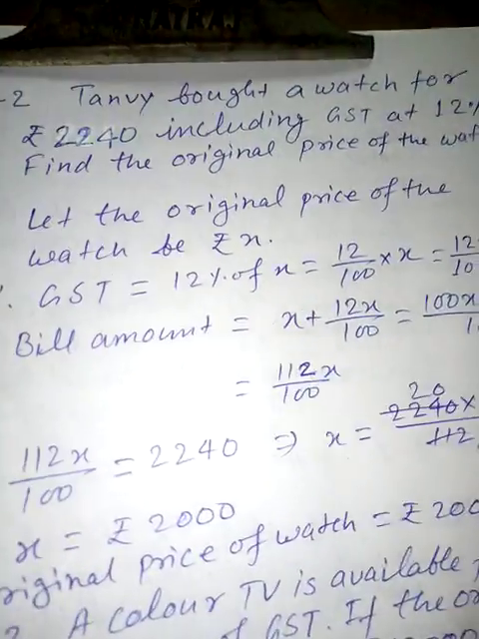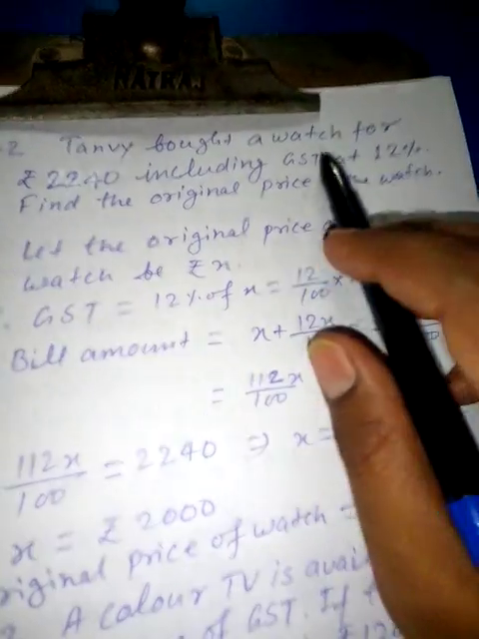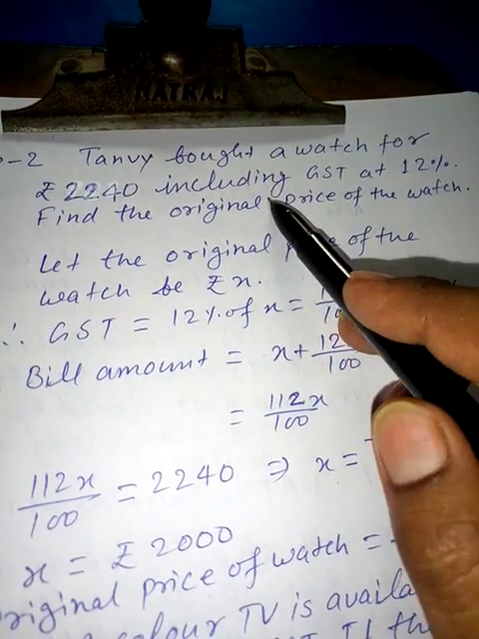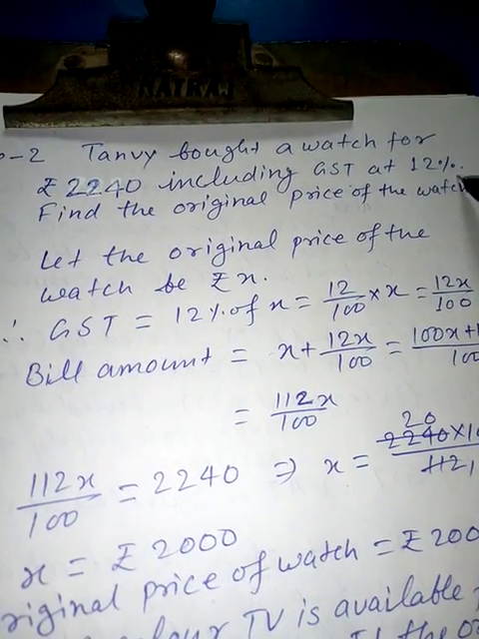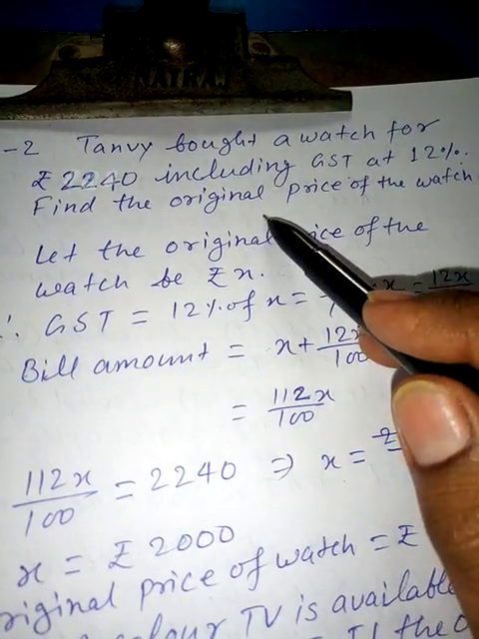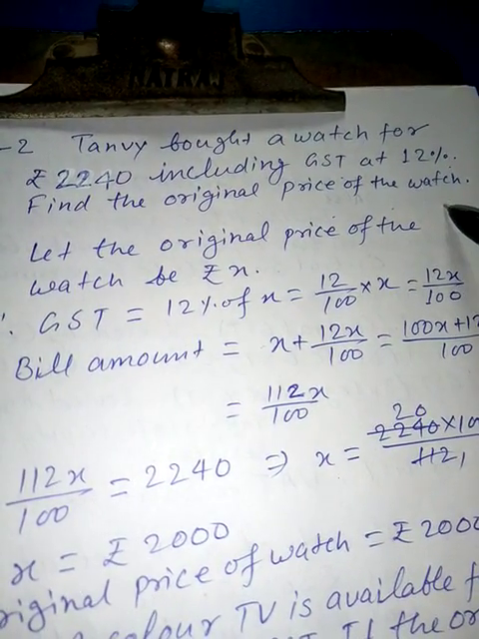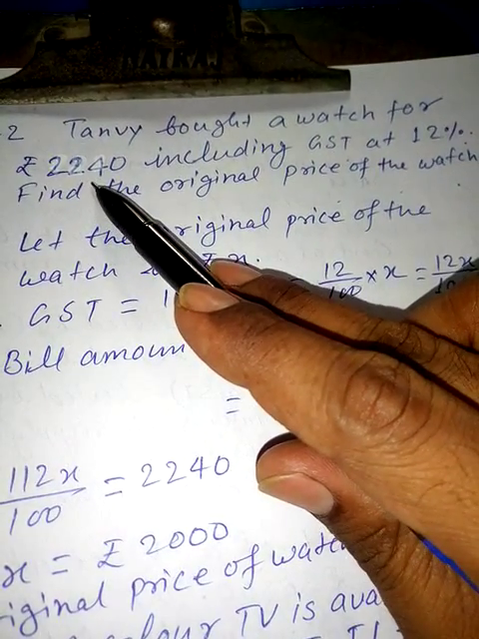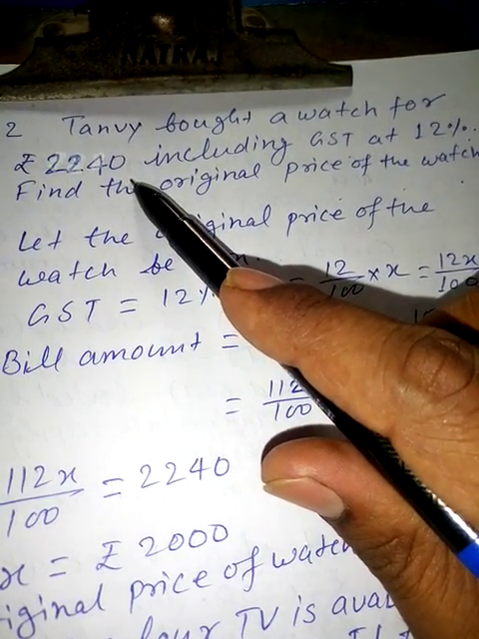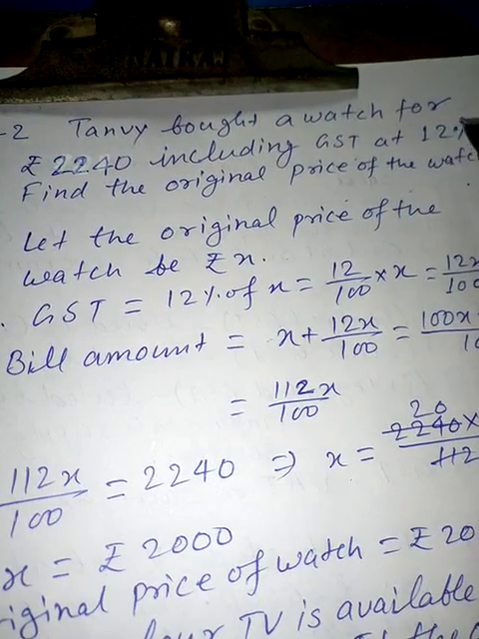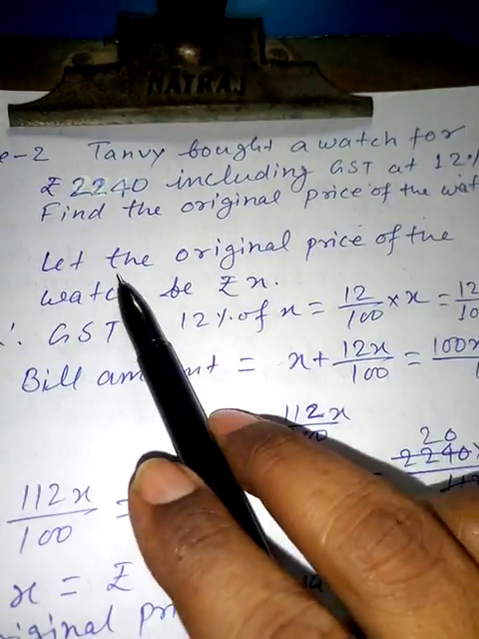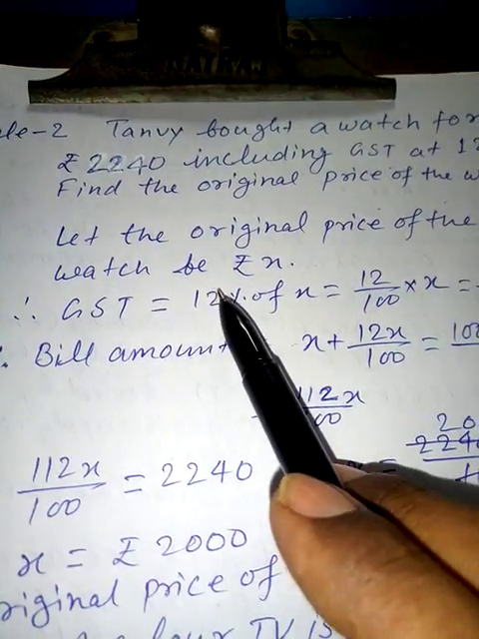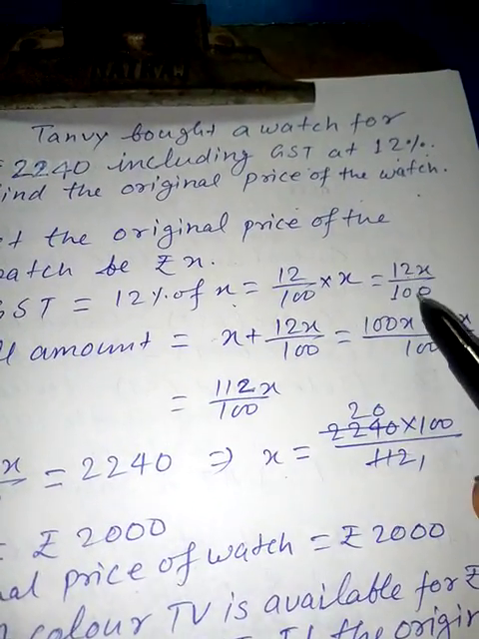Now example number 2. Tanvi bought a watch for 2,240 rupees, including GST at 12%. Find the original price of the watch. Tanvi bought that watch for 2,240 rupees with GST of 12%. So let the original price of the watch be rupees X. Therefore the GST amount is 12% of X. That will be 12 by 100 X.